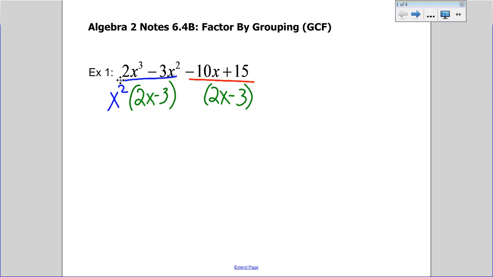And so for 10 and 15, I have to find their greatest common factor, which is 5. But I have to use that 2x minus 3 to help me get correct signs. And what I look at is that a positive divided by a negative is a negative. And so I'm going to have negative 5. And so we kind of do a double check. What's negative 5 times negative 3? There's that positive 15 that I need.